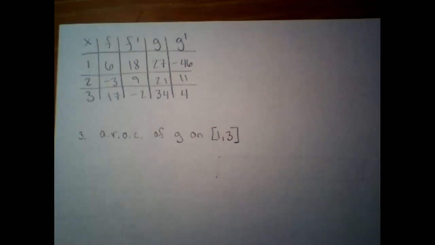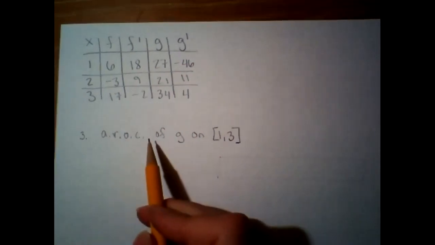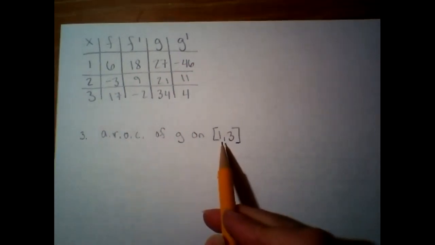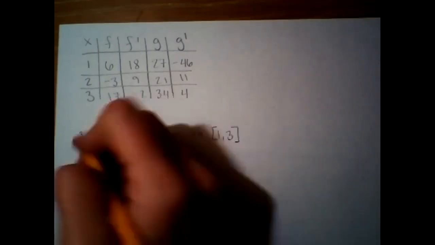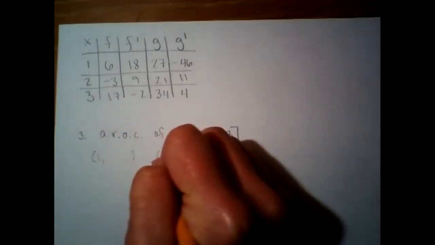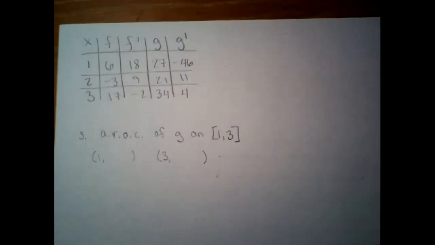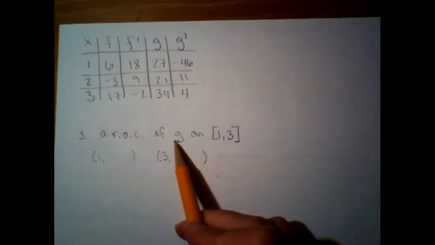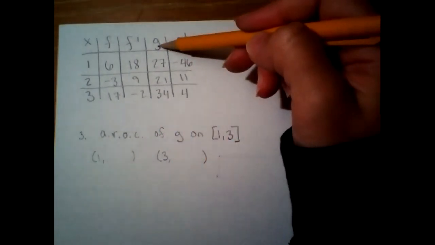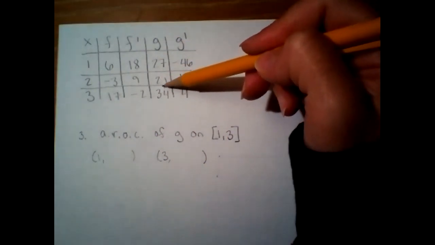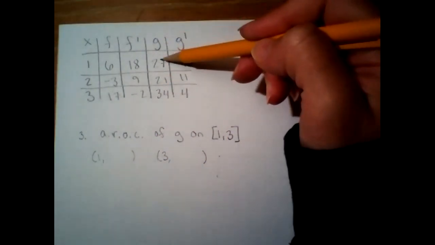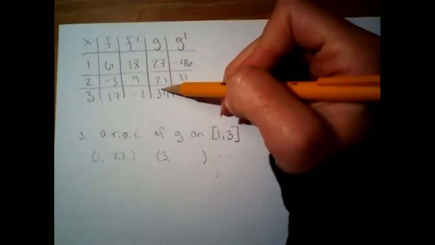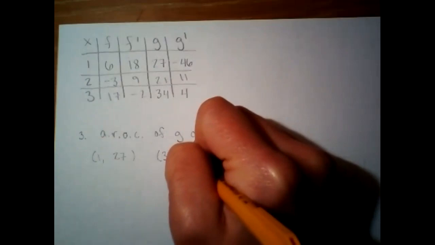So, all right. Average rate of change just means slope. It's the slope between those 2 points. So we need a point for 1 and a point for 3. And all you have to be able to do is get those numbers from the chart. So it says for function g, so we want to look at the g column for 1 and for 3. So g of 1 is 27, and g of 3 is 34.